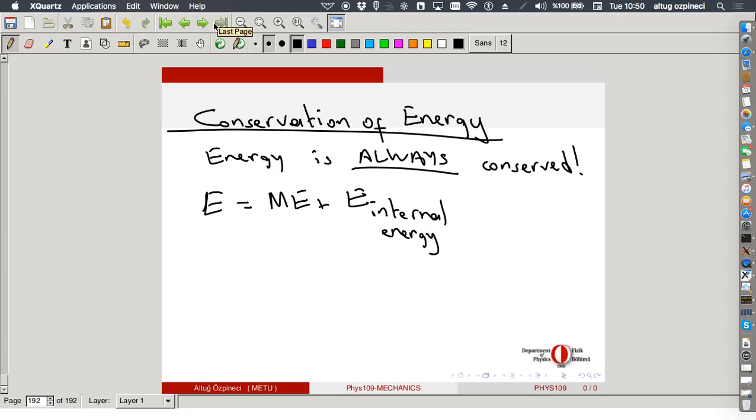Okay, then last question from me. We said that energy is always conserved. So where did the energy of the universe come from? Okay, you can go for a break.